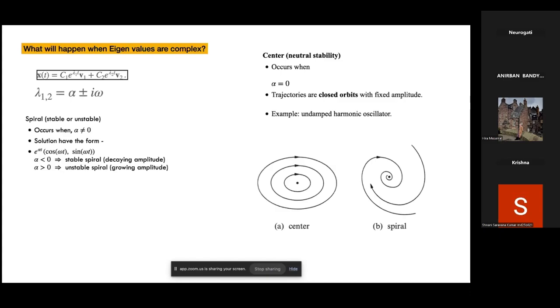Another thing is called a center. What does it mean by center? It is when you get a closed orbit. I told you, sometimes you get a closed orbit, and these closed orbits are just periodic solutions. So there are no real parts, and only i omega will be there. So it will be like c1 e to the power i omega t v1 plus c2 e to the power i omega t v2. It will give only sine and cosine, sinusoidal equations, so it will be periodic. We can see this kind of system in harmonic oscillators, let's say a pendulum or a spring-mass system.